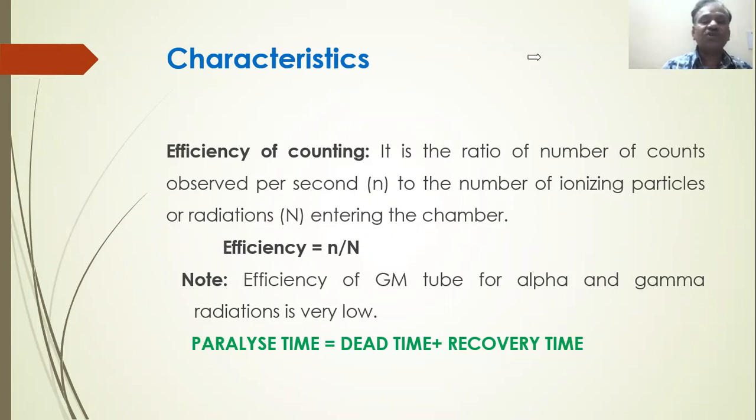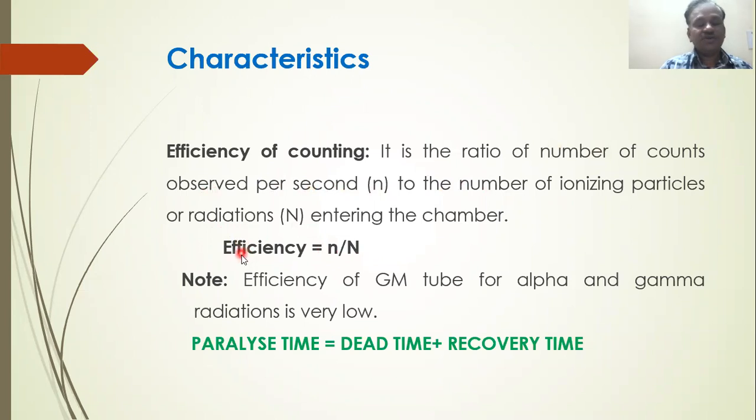And one more, that is efficiency. What is efficiency? It is the ratio n by N. Small n is the number of counts observed per second, the value displayed on the counter. Capital N is the number of ionizing particles or radiations that entered the chamber.